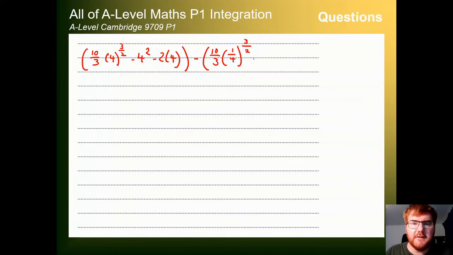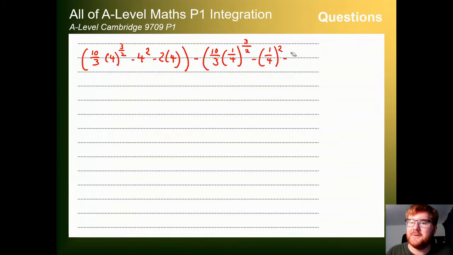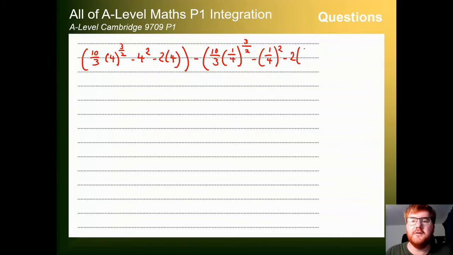Okay, just being very careful. So squared minus. Be careful not to get too excited with your brackets. So 2 lots of a quarter. I suspect you could put this into your calculator straight away, but I'm probably going to simplify it down first here. So 4 to the power of 3 over 2, that gives me 8. The square root of 4 is 2, 2 cubed is 8.